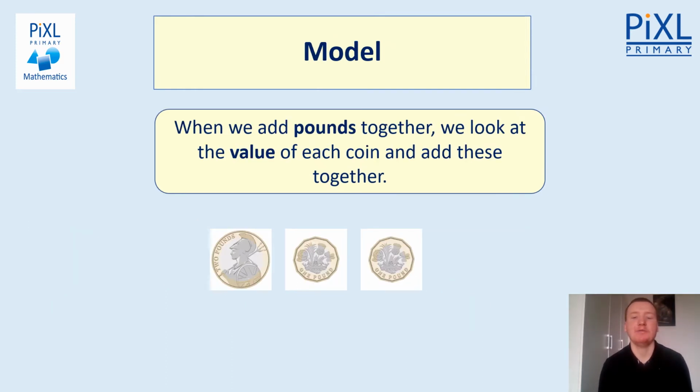When we add pounds together, we look at the value of each coin and add these together. So I've got an example on the board for you here. Can you look at the coins, look at their values, and can you simply add them up and tell me how much money I have altogether? Pause the video and add them up.